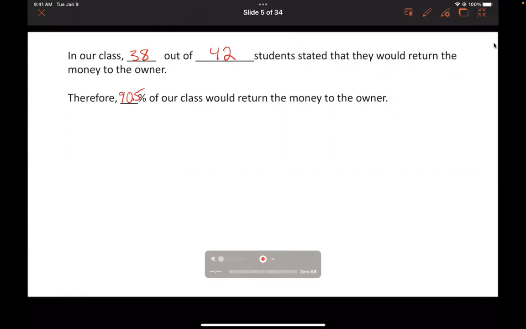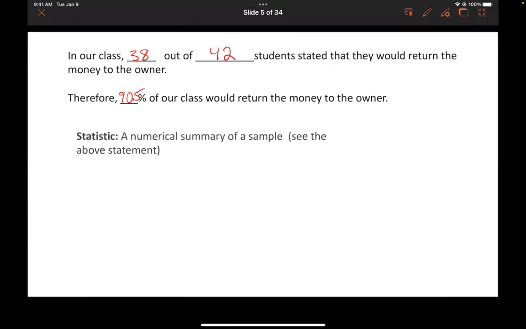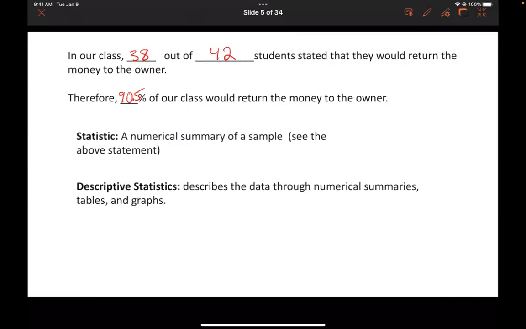All right, so about 90.5% of our class would return the money to the owner. This is a statistic. A statistic is when we take a sample. So our sample is 42 RCC students, and so that would be a statistic. When we have a numerical summary of a sample, it is considered a statistic.